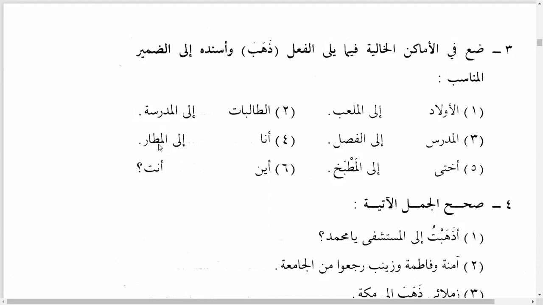Ana ذهبت إلى المطار. Ila al-matar. I went to the airport. Ana dhahabtu. Excellent. So now we can see here that we are using the verb forms that match the pronouns, right? So whether they should match the pronoun or they should match the noun. Okay, ukhti ذهبت. Dhahabat. Yes, excellent. Hiya dhahabat. Okay, so ukhti means hiya. Ukhti dhahabat ila al-matbakh. My sister went to the kitchen.